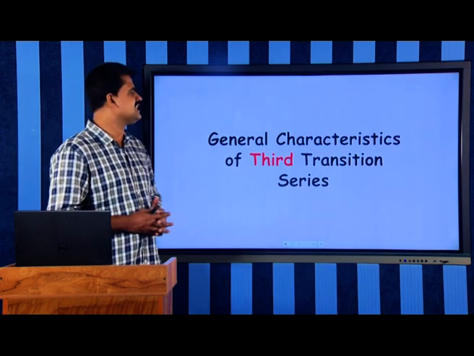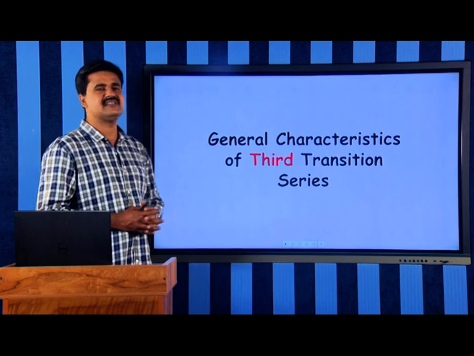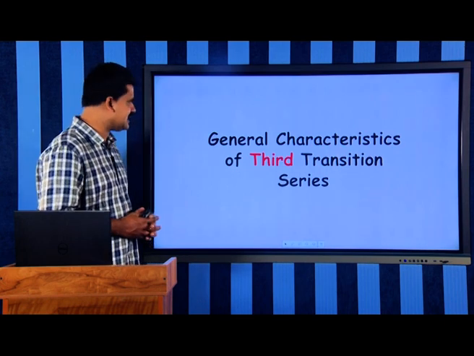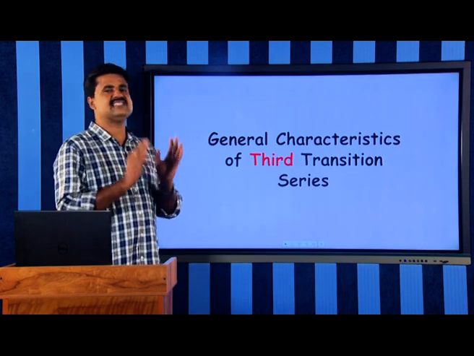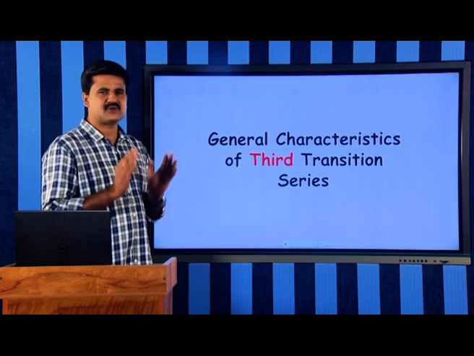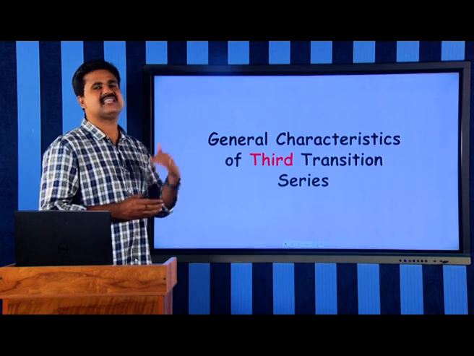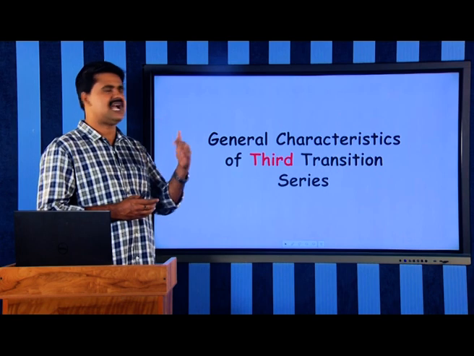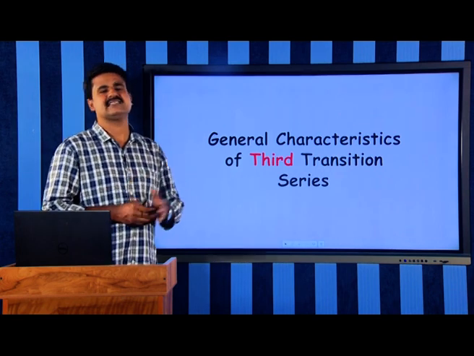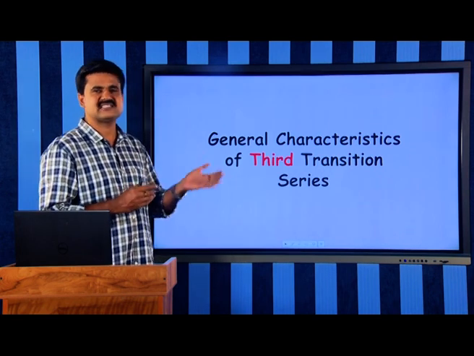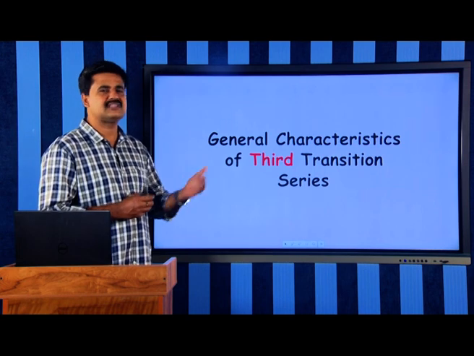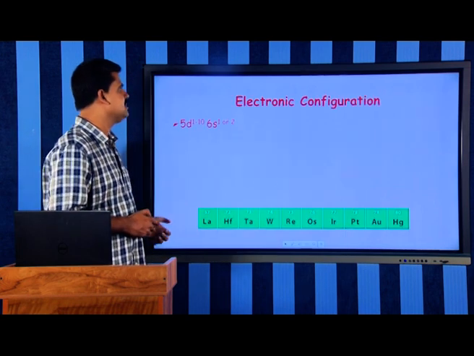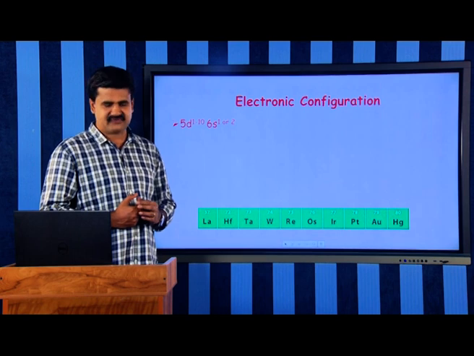Now, general characteristics of the third transition series. First of all, we are focusing on general characteristics such as electronic configuration, oxidation state and common properties. Then only after the completion of the third series, we can move on to the last transition series, that is the fourth transition series.